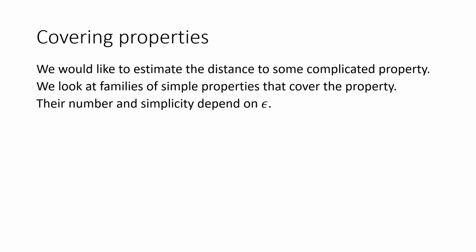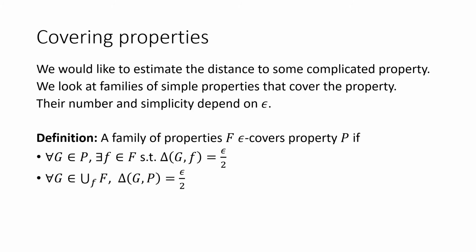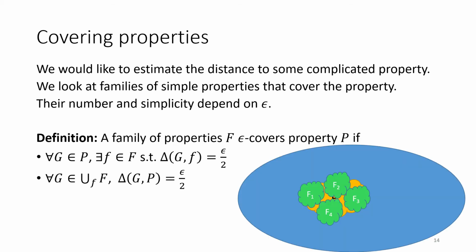Our framework leverages just one distance estimation algorithm to achieve all of the above mentioned results. It does so by using property covers. A family of properties F epsilon-covers some property P if any graph that belongs to the union of F is epsilon close to P, and any graph that belongs to P is epsilon close to some property in F, as can be shown in the drawing.